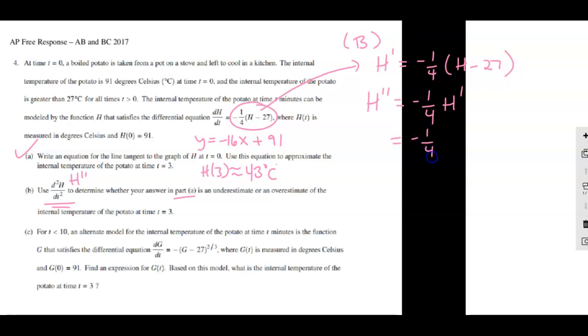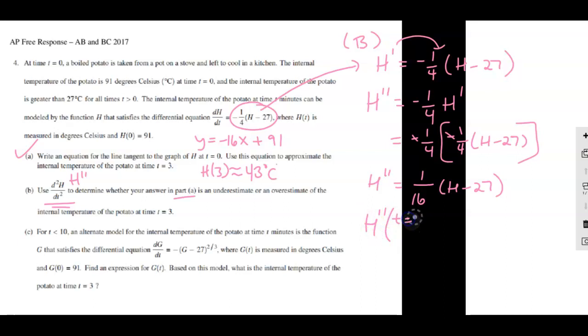And then you probably want to substitute in h prime. It was negative 1/4 h minus 27. The two negatives will cancel. So I'm going to get that the second derivative is 1/16 of h minus 27. So there's my formula for the second derivative. Not too bad. And then what we want to do is investigate, was that graph concave up or concave down? Because the concavity will lead us to knowing whether my estimation was too big or too small.